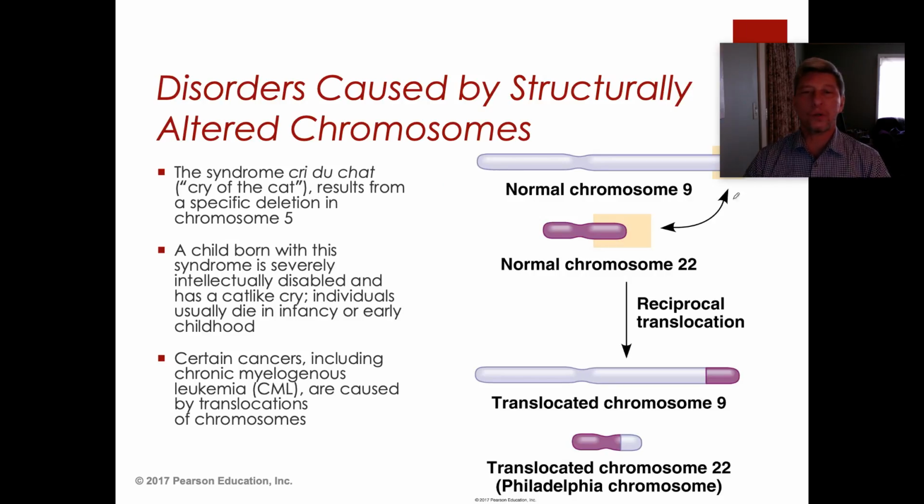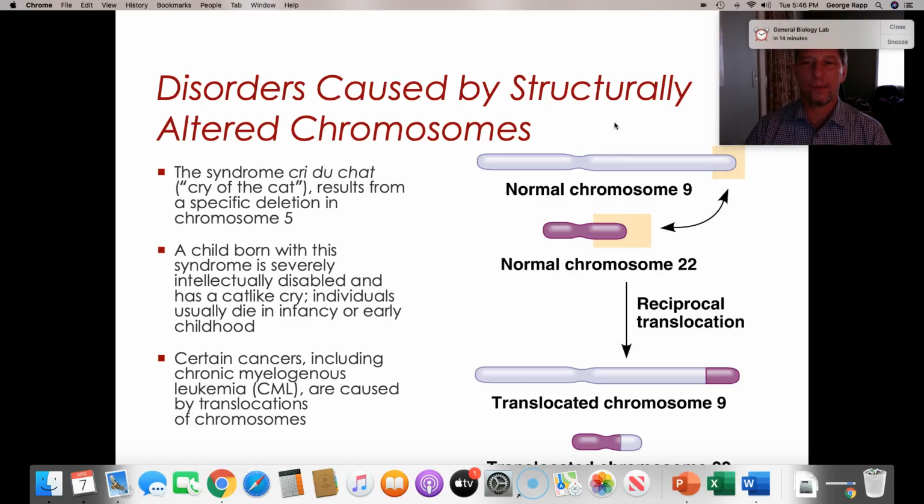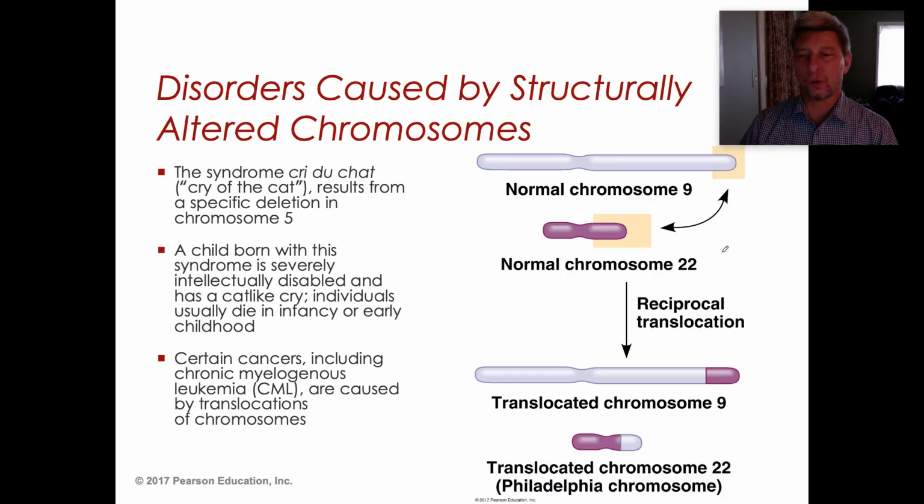Now, disorders can also be caused by structurally altered chromosomes. A common structural change is a translocation between chromosome 9 and chromosome number 22. And you can see that here's a piece of chromosome number 22 on the end of chromosome number 9, and a piece of chromosome number 9 on the end of chromosome number 22. This is known as the Philadelphia syndrome or the Philadelphia chromosome.